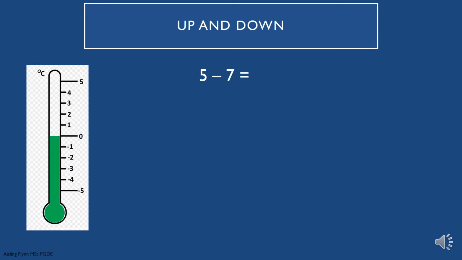We'll start with up and down. So I'm using the idea of a thermometer. Up from 0 is positive or plus, so they're the warm temperatures. Down from 0 are the negative temperatures. So here's our problem. 5 minus 7. Of course, that's a plus 5. If you don't see a sign in front of a number, immediately you know it's positive. And that minus belongs to the 7. It's a negative 7.